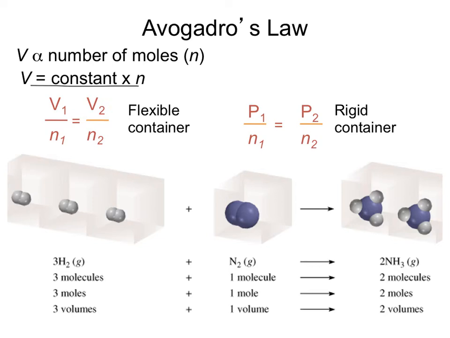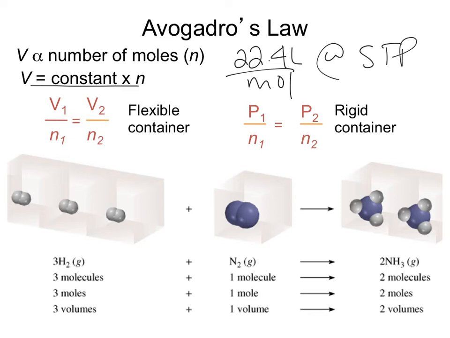Now, Avogadro's Law is connected to Avogadro's hypothesis, which says that equal volumes of gases at the same temperature and pressure contain equal number of molecules. And so we know that there's a relationship between the volume of a gas at STP and the number of molecules. So you guys have seen this 22.4 liters per mole value. Okay, so at STP, there are 22.4 liters for every 1 mole of that gas.